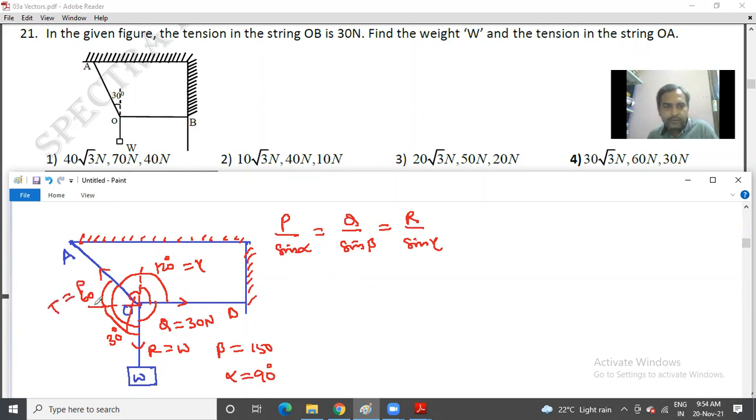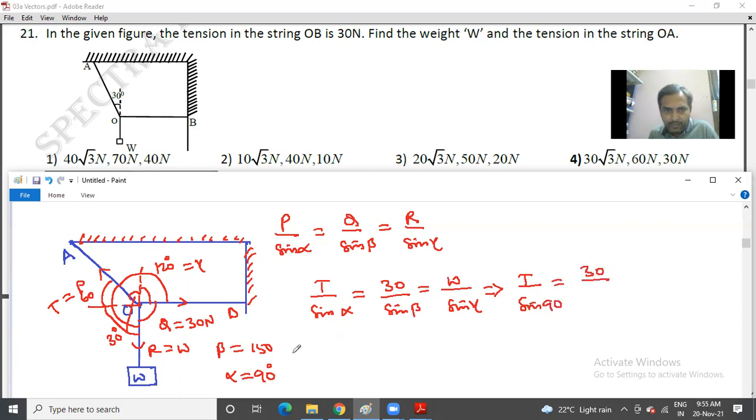Now P is the tension in the string OA. So T by sin alpha, Q is 30 as mentioned, by sin beta, and R is the weight W by sin gamma. Now let us write with the angles. T by sin alpha. How much is alpha? 90. So sin 90. 30 by sin beta. How much is beta? 150. So sin 150 is equal to weight W by sin gamma, and gamma is 120. Sin 120.